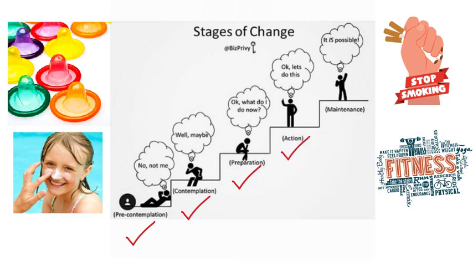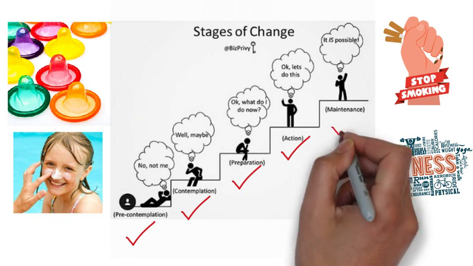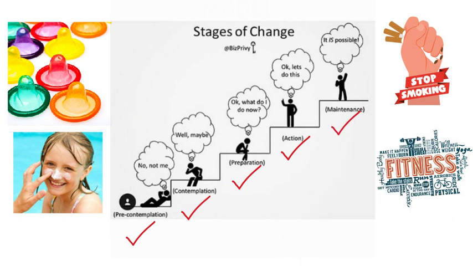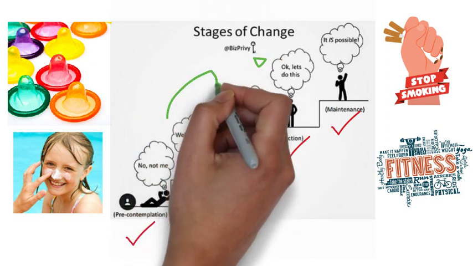And then they move on into action, and that's where they adopt new habits. They start actually making the new behaviour actively. And then they move into stage 5, where it's an ongoing practice. It's a maintenance of the new and healthier behaviour.